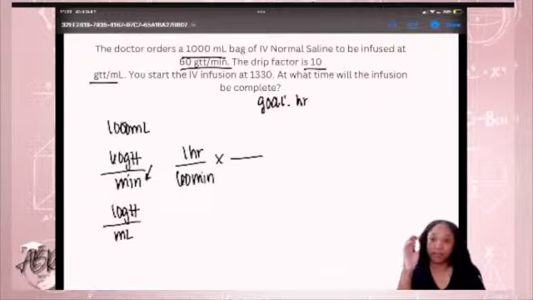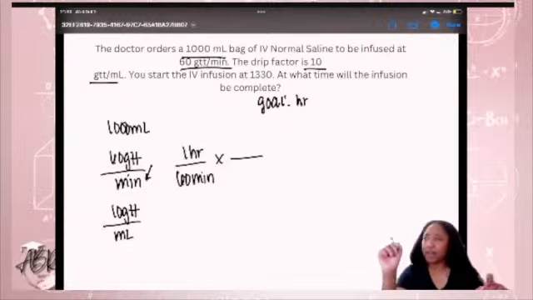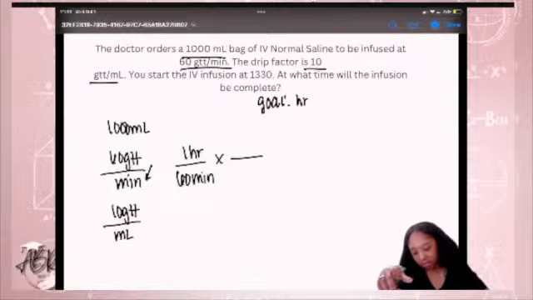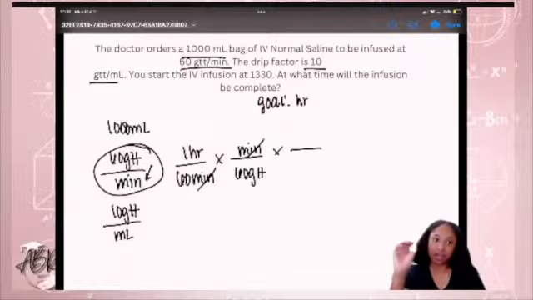All right, and I'm doing this the same way that I've done all the other problems. Totally different setup, but it's the same method, okay? So, minute is at the bottom. I need minutes at the top. So, this is my puzzle piece with minutes in it. I'm going to flip it. So, minute over 60 drops. Minutes crosses out. Now, I've got drops at the bottom. It's not part of the goal.